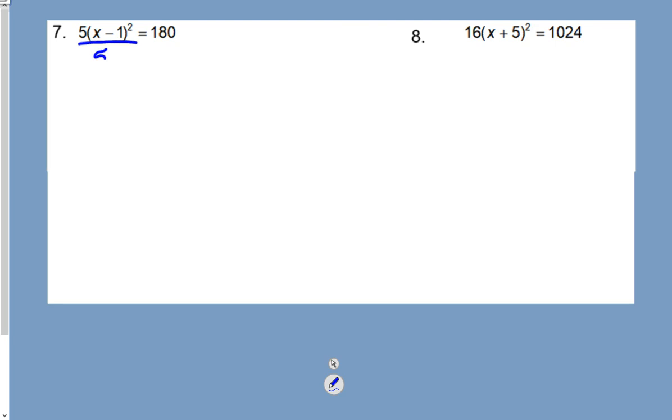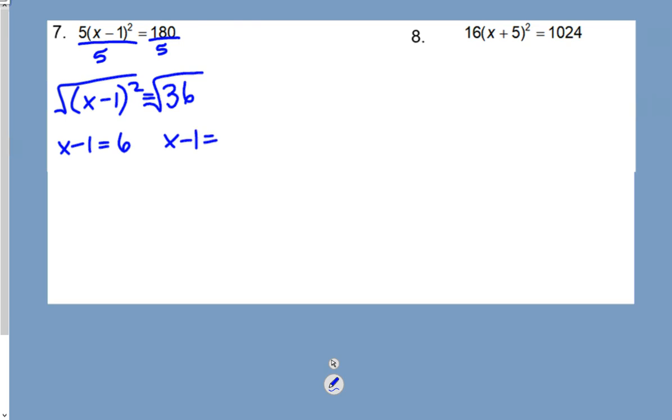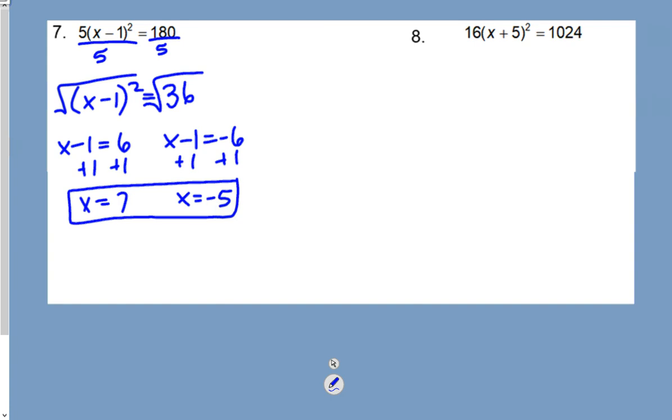So I divide by 5. So x minus 1 all squared equals 36. And square root both sides. So x minus 1 equals 6, and it could equal negative 6. Then I add the ones. So x equals 7, or x might equal negative 5. Those would be my two roots.